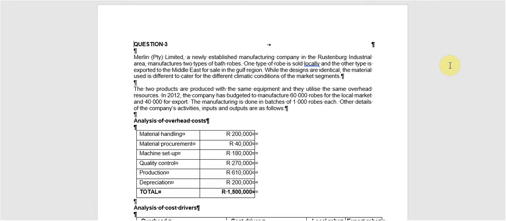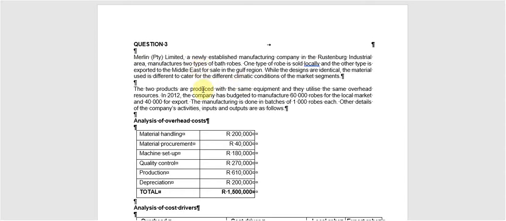This question is called Merlin Pty Limited, and it is a company that is established in Rustenburg, and they produce two types of bath robes. One type is sold locally and the other type is exported to the Middle East.